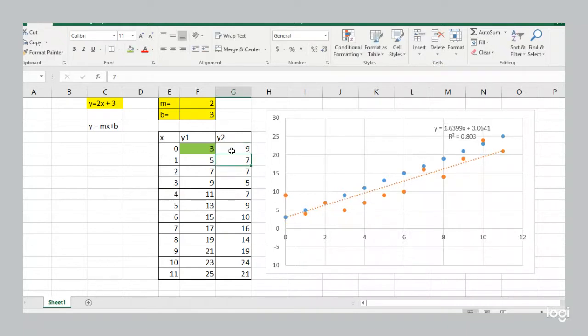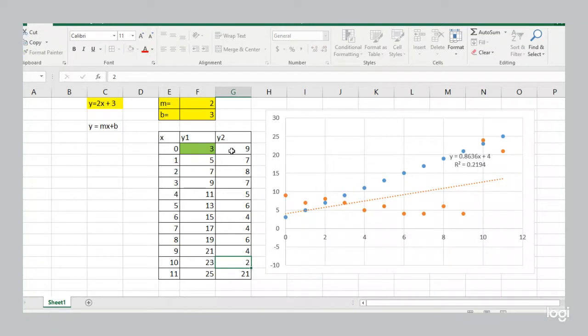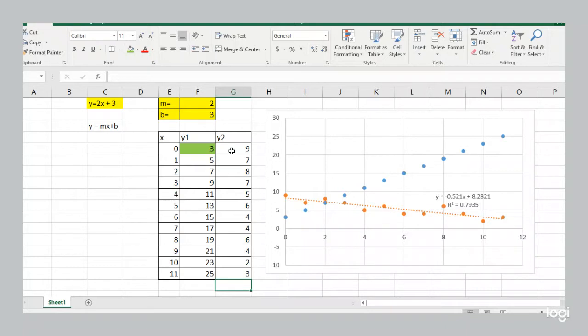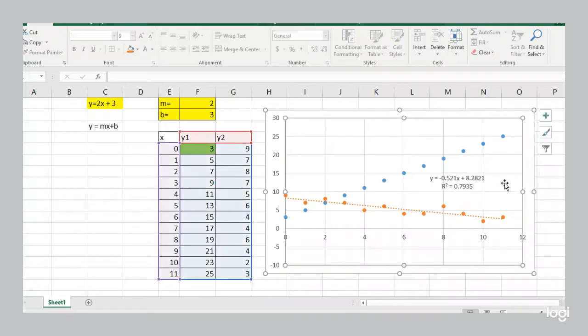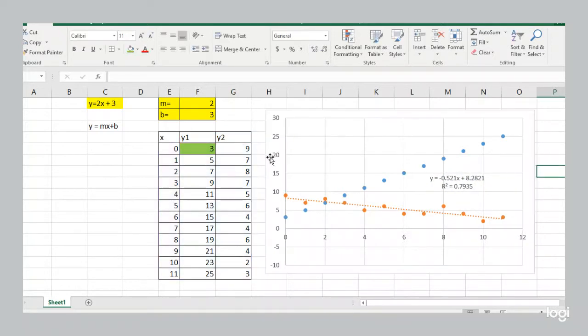I'll start with larger numbers and work my way down. Okay, so now our slope is negative 0.52 approximately. We also have a larger y-intercept, right? Because we're starting with a larger number. Okay, so that's the equation of the line of best fit. And you can use that line of best fit to make predictions.